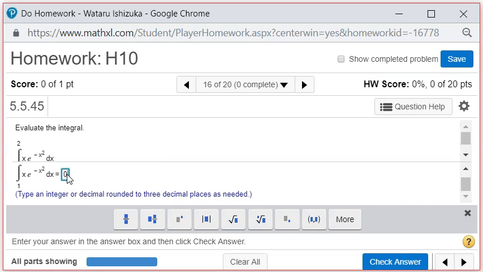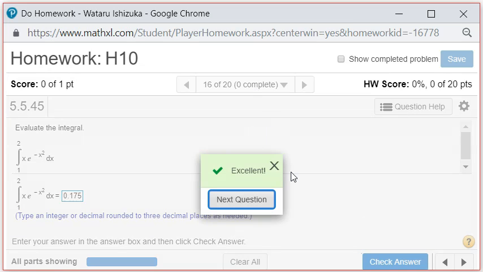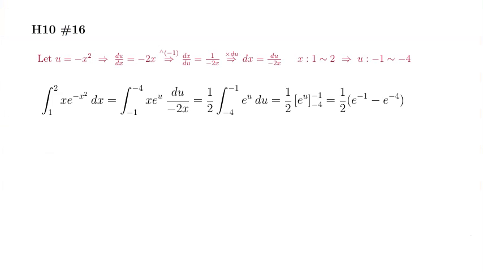We got 0.175. Let's check the answer. We got that. That's it. I hope that this was clear.